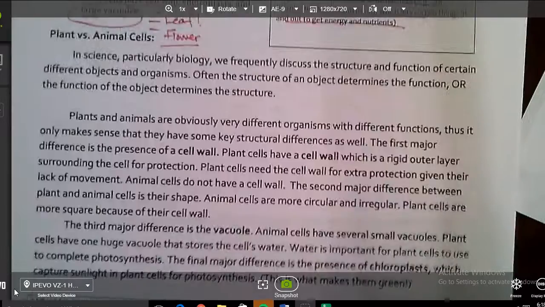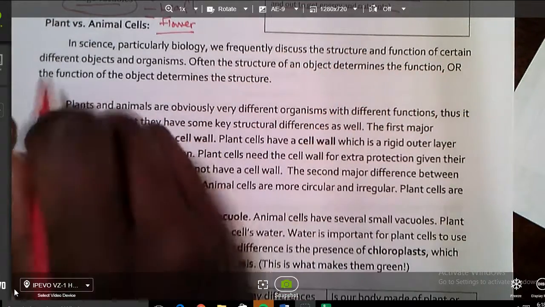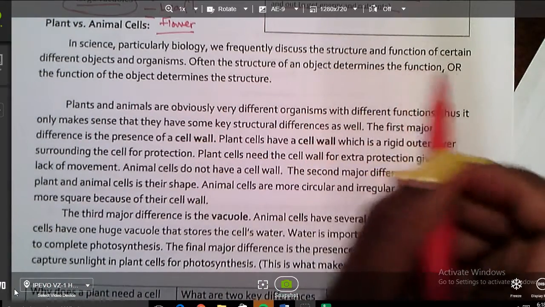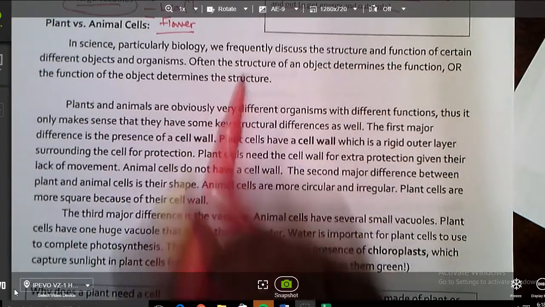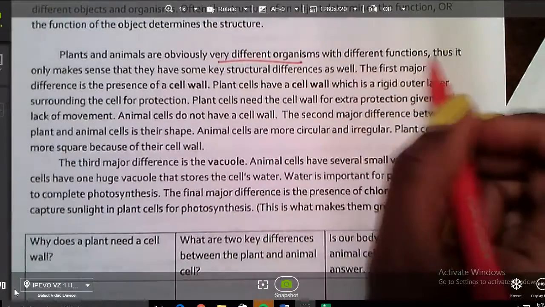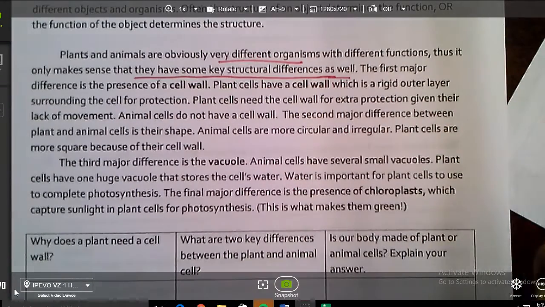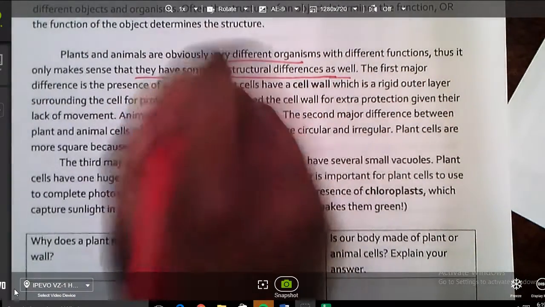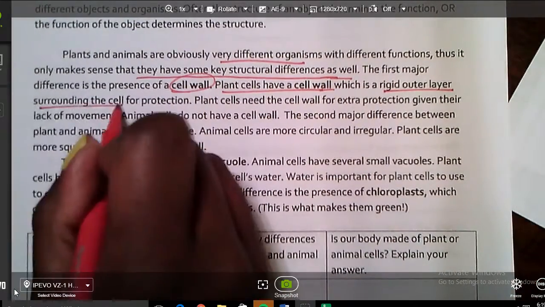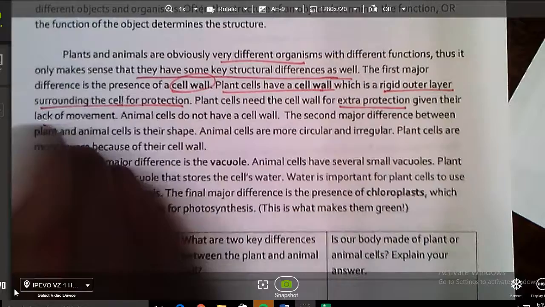Plant versus animal cells. Let's take a look at our text. In science, particularly biology, we frequently discuss the structure and function of certain different objects and organisms. Often the structure of an object determines the function, or the function of the object determines the structure. Plants and animals are obviously very different organisms with different functions. Thus, it only makes sense that they have some key structural differences as well. The first major difference is the presence of a cell wall. Plant cells have cell walls, which is a rigid outer layer surrounding the cell for protection. Plant cells need the cell wall for extra protection given their lack of movement.